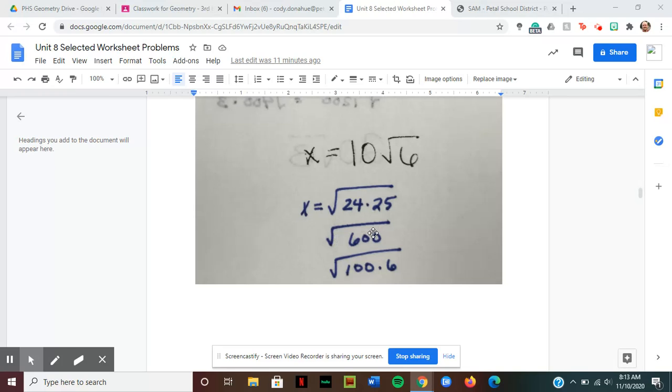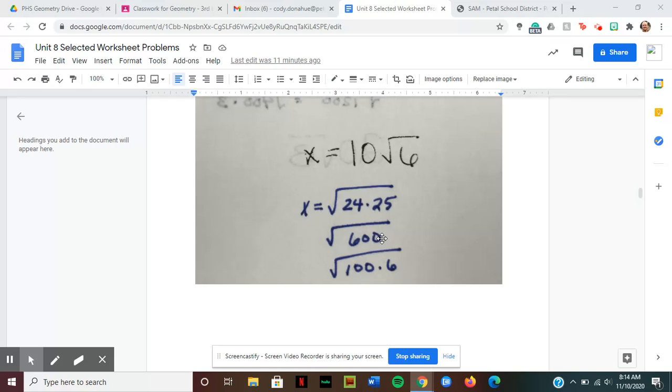And now from here, 600 is a pretty big number. So I figured that I can probably break this thing down and get my answer a little bit more simplified than just the square root of 600. So the way that I would go about doing this is if I don't know what numbers can divide 600, I'm going to look at my perfect squares. Okay, so 1, 4, 9, 16, 25, 36, 49, 64, 81, 100, and so on and so forth.